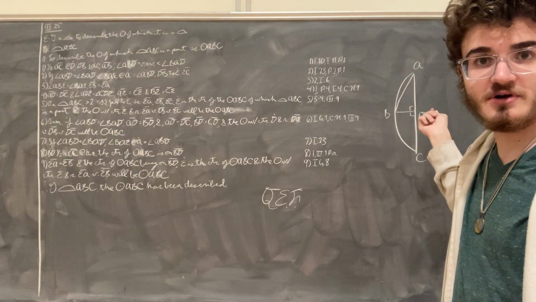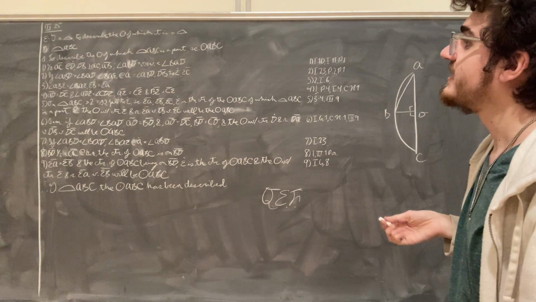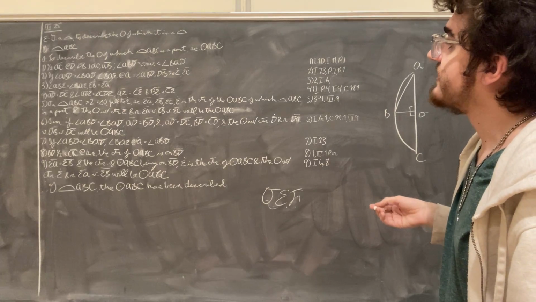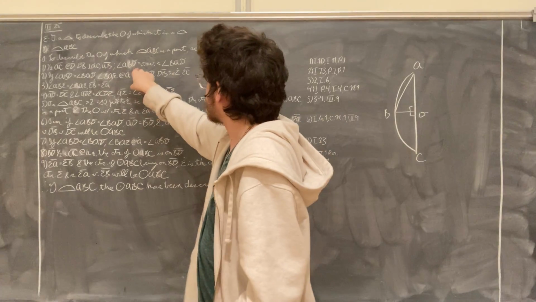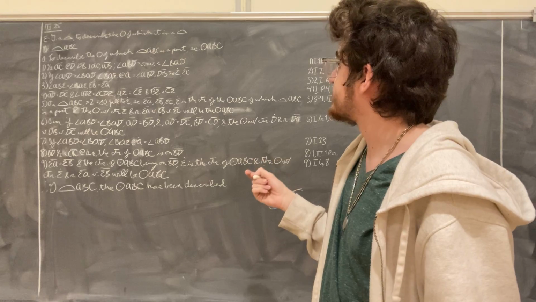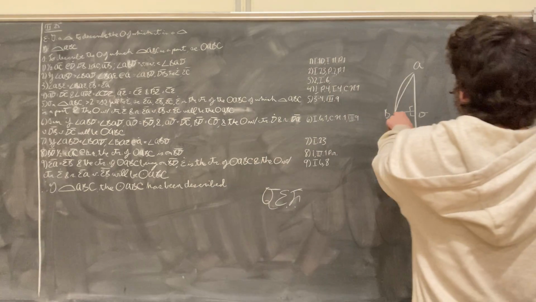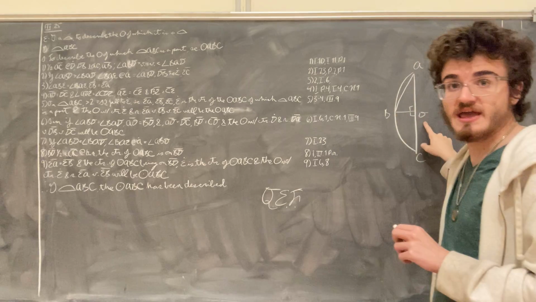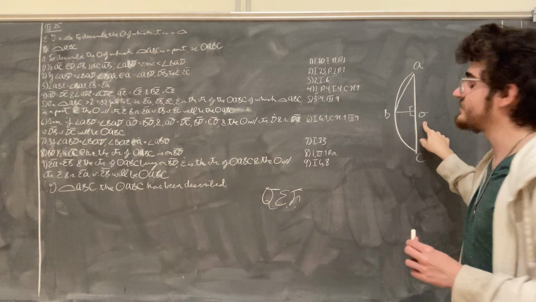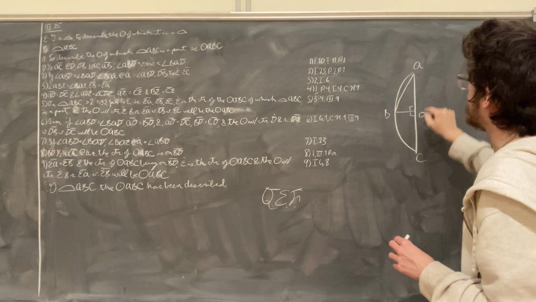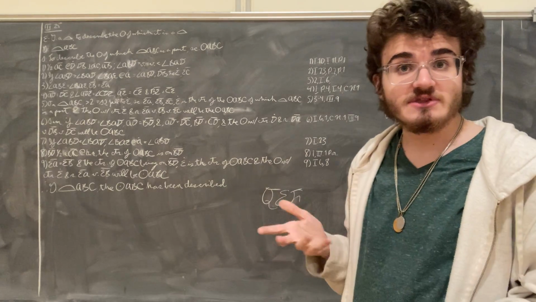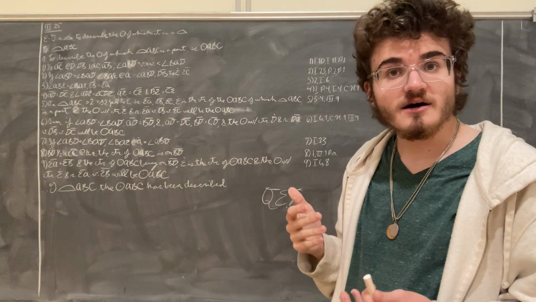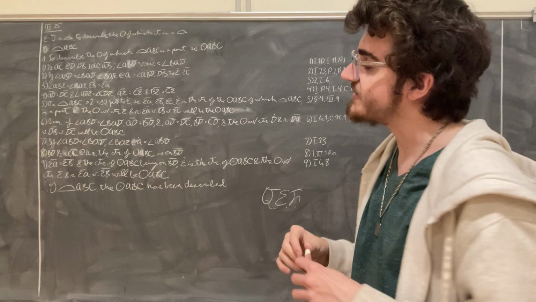Now, given the setup, there are three possibilities. Either this angle ABD is greater than, equal to, or less than this angle BAD. So we're dealing with this angle here, ABD. It is either greater than, equal to, or less than this angle BAD. First, we shall deal with the case where the angle ABD is greater than the angle BAD.